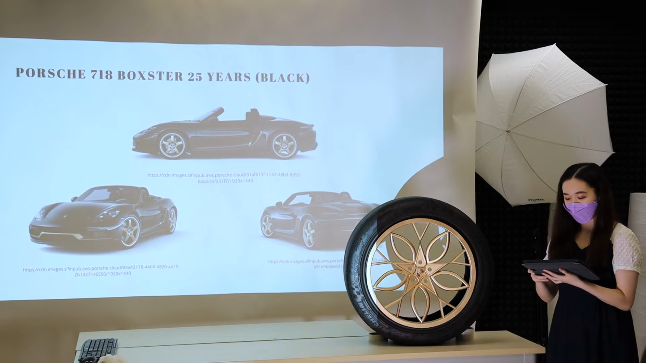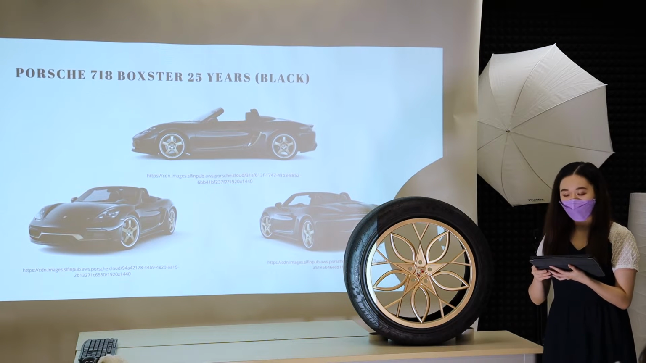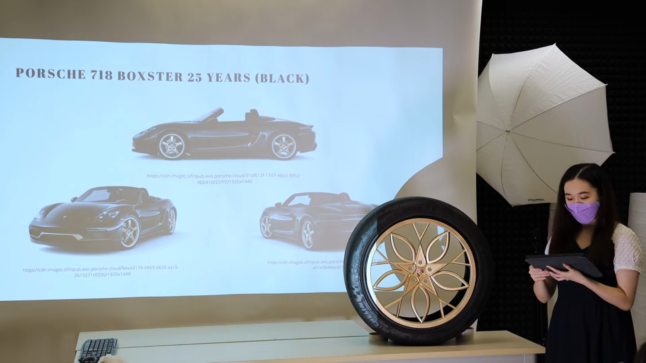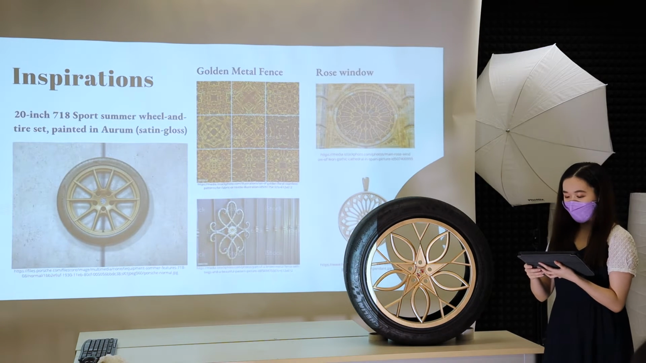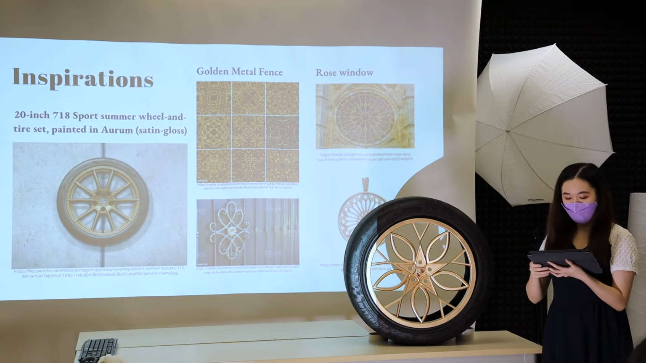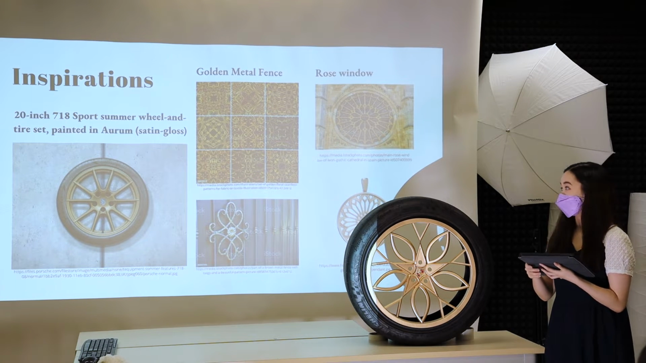I chose this car because its toned design with clean and smooth lines shows power and efficiency. Its sportiness and confidence are classic and elegant. And my wheel is inspired by the golden metal fence and the rose window, as I think they match the feeling of the car and show the elegance.